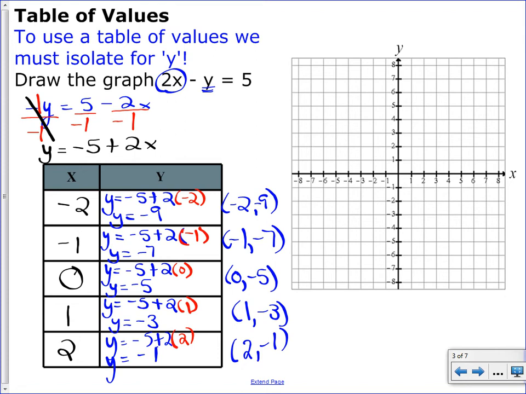See if we'll get the same line. So when I say plot the values, you're going to plot the ordered pairs to graph that line. So my first ordered pair is -2, -9. Where is that on the graph? And that's not on the graph. So if it's not on the graph, skip it and go to the next point. -1, -7.